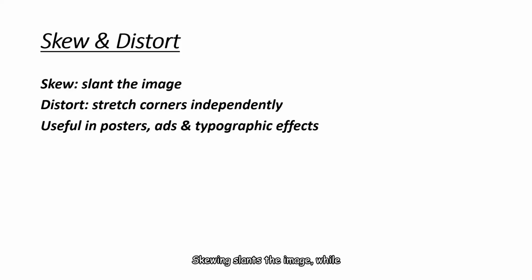Skewing slants the image, while distortion lets us move specific corners independently. These transformations are great for posters, ads, and dynamic text effects, but must be used with moderation.